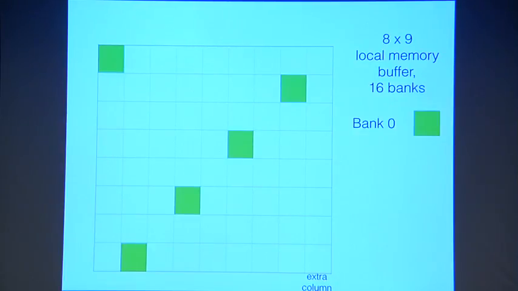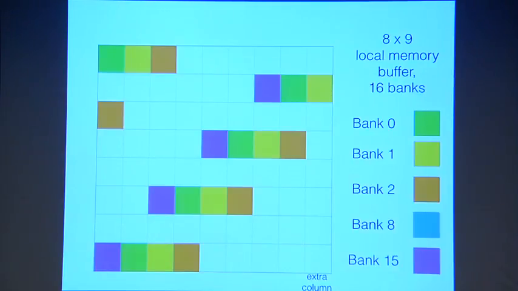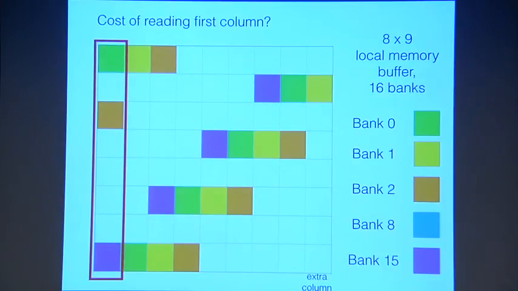And then what happens? These are the values in bank 0 now, right? If you count across, that's 16 elements away. And then there's bank 1, and bank 2, and 8, and 15. And now what's the cost? 2, right? Perfect access.